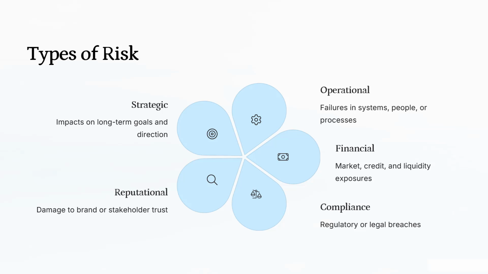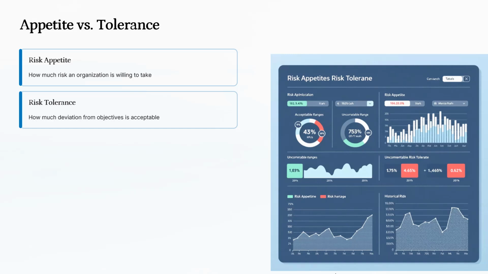Now here's a common mix-up. Risk appetite versus risk tolerance. Risk appetite is how much risk your organization is willing to pursue to meet its goals. Risk tolerance is how much deviation you can handle while staying within that appetite. Appetite is the big picture. Tolerance sets the day-to-day guardrails.